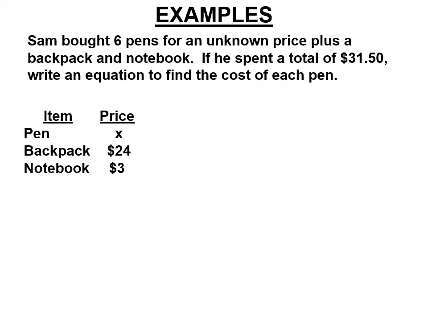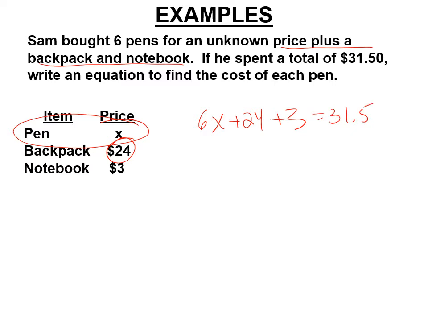All right, Sam bought 6 pens for an unknown price. All right, so what's the price of the pens? The pens are X, so it's going to be 6X, right? 6 times the price of the pens. If he spent a total of $31.50, write an equation to find the cost. Now, but he also bought a backpack and a notebook. Well, we know what the backpack costs. It costs $24. We know what the notebook costs. It costs $3. And he spent a total of $31.50.